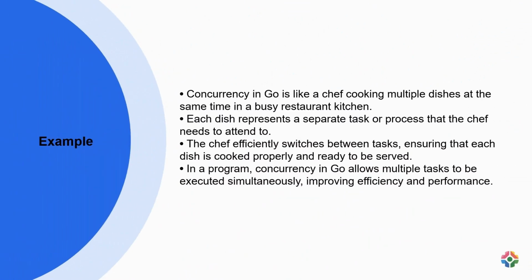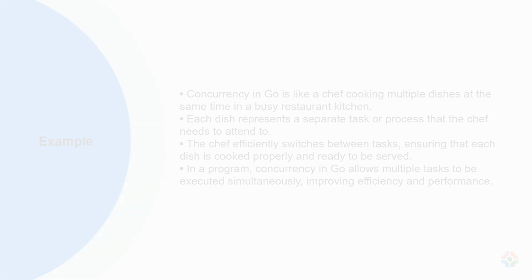Concurrency in Go is like a chef cooking multiple dishes at the same time in a busy restaurant kitchen. Each dish represents a separate task or process that the chef needs to attend to. The chef efficiently switches between tasks, ensuring that each dish is cooked properly and ready to be served. In a program, concurrency in Go allows multiple tasks to be executed simultaneously, improving efficiency and performance.